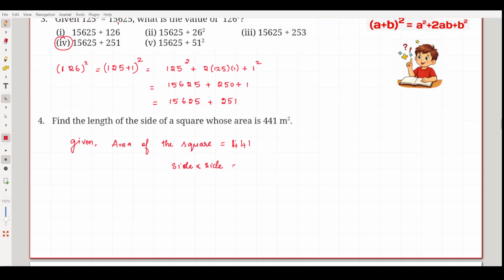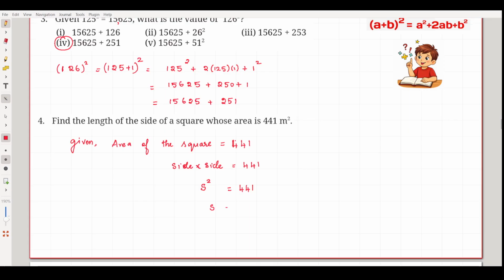Okay, side into side is equal to 441. So that is side into side. In short form, we'll be writing it as S square. If you are taking it as S square, then S square is equal to 441. We have to find out only the S value.